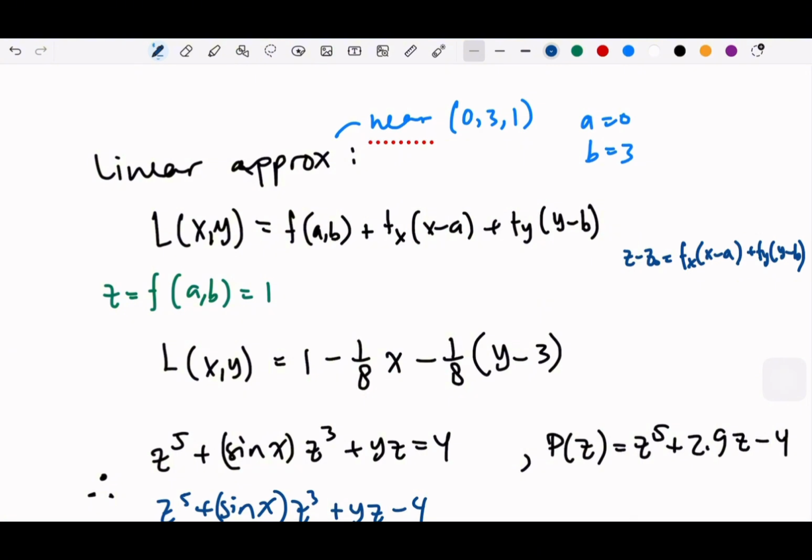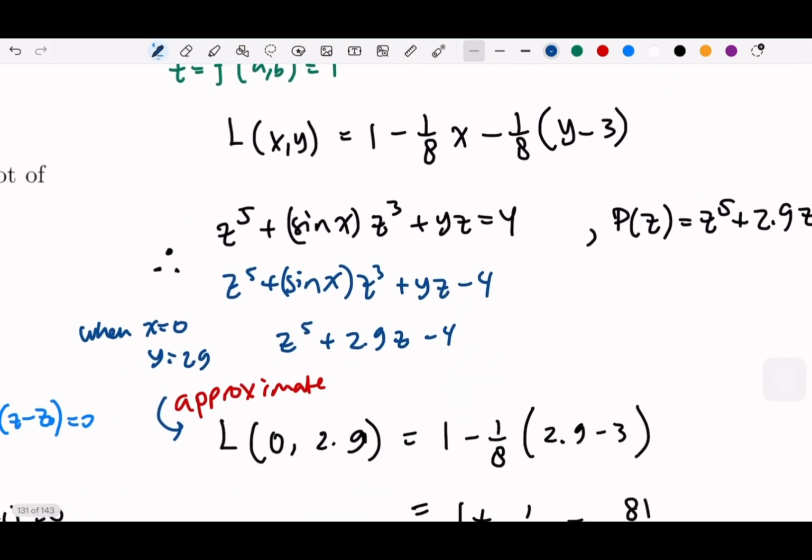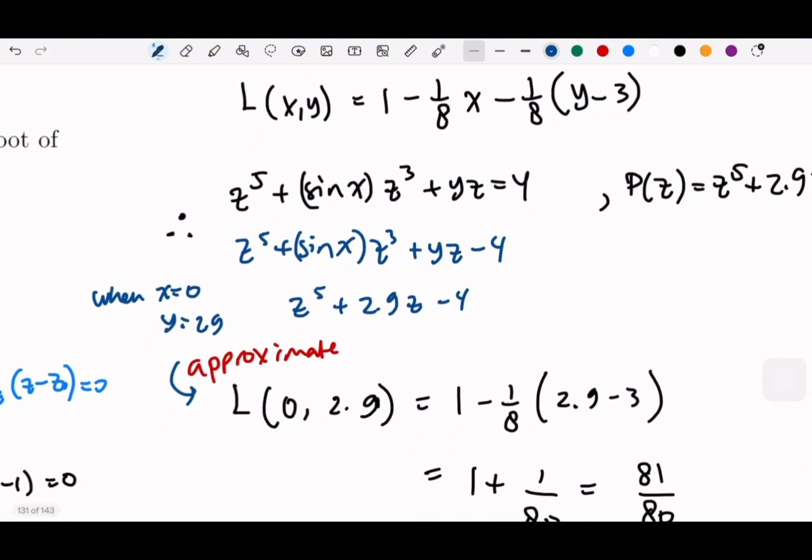Okay, now to get this p from the function, we can input x equals 0 and y equals 2.9. So then we can approximate by taking the 0 and 2.9 inside of the linear function, which gives us about 81 over 82. So it's quite challenging and interesting. I believe it's challenging, right? I'm preparing something like this, but not that challenging. Okay?